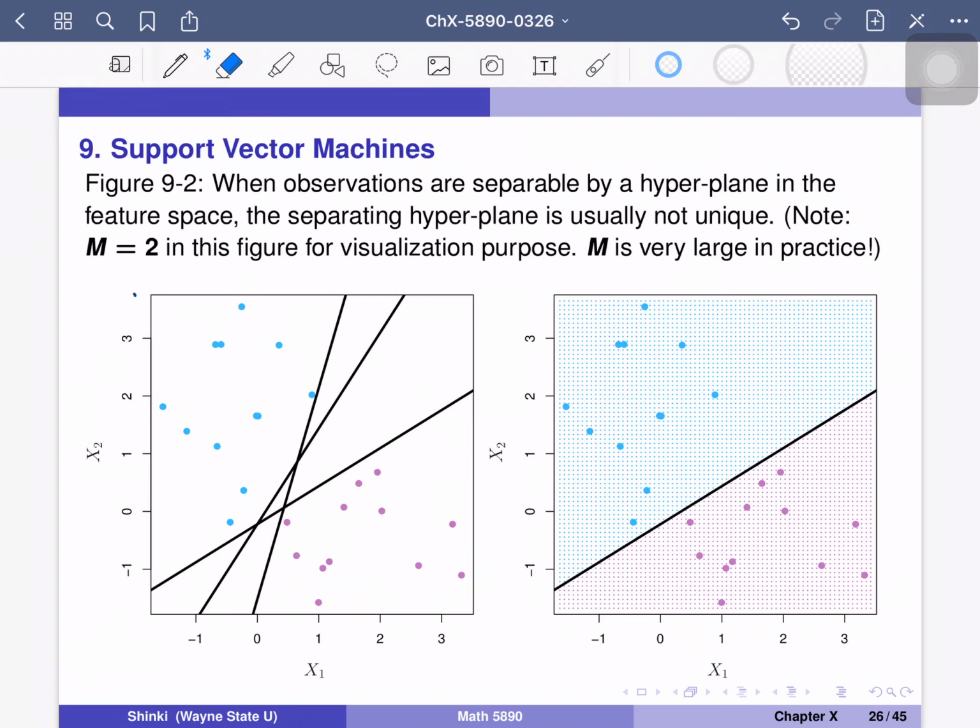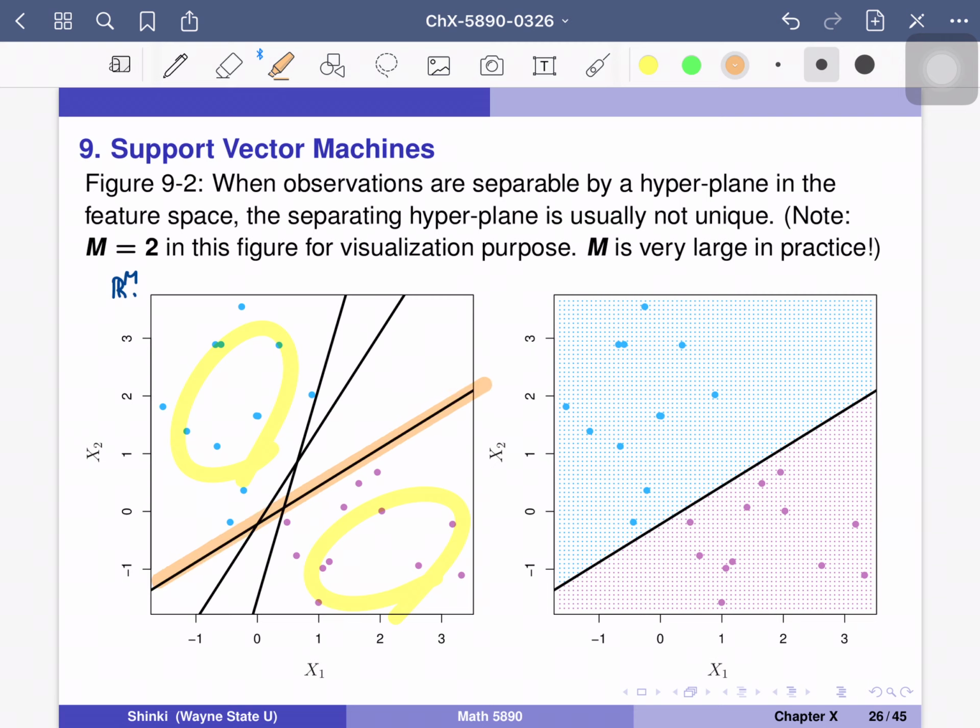Hi, next we want to discuss a typical problem in binary classification. Suppose that observations are separable by a hyperplane in the feature space. This is feature space R^m, but for this example m is equal to 2. So we have two clusters, the blue one and the purple one, and they are easily separated by a straight line, for example, this line.